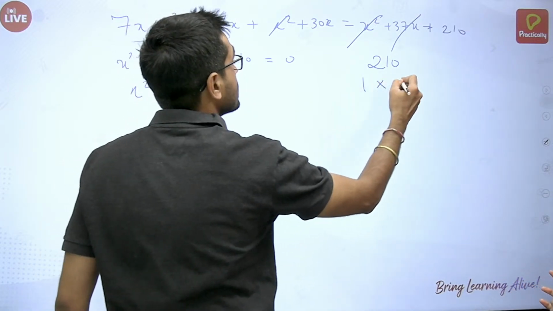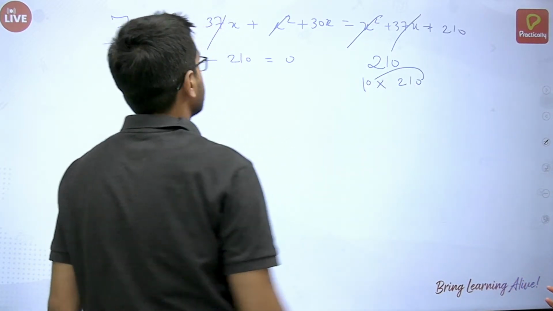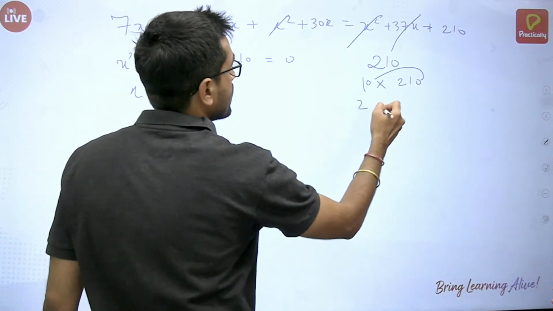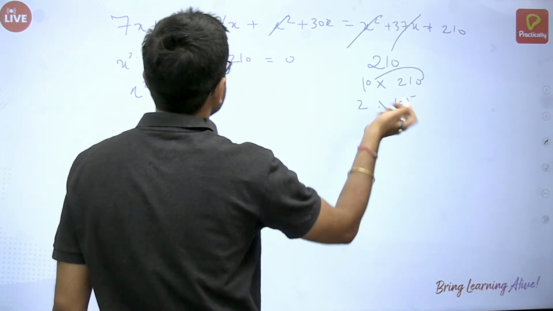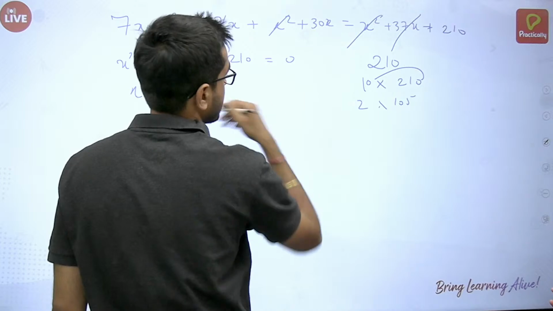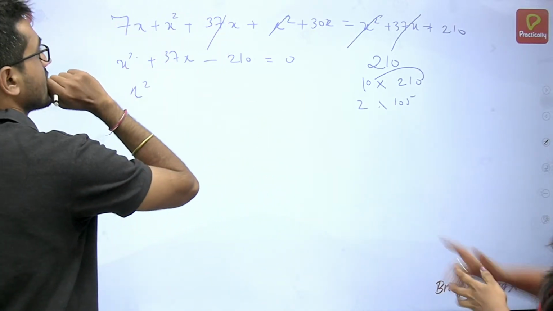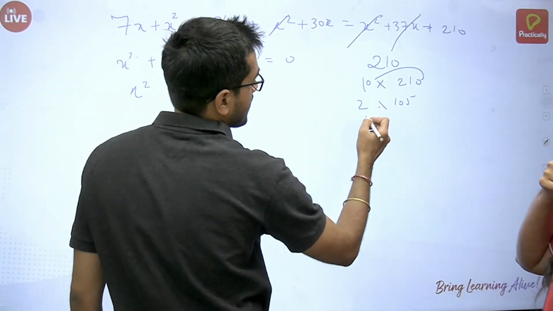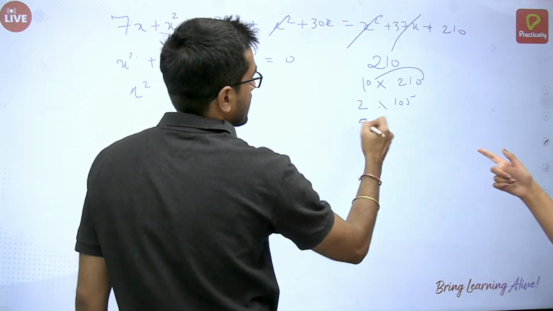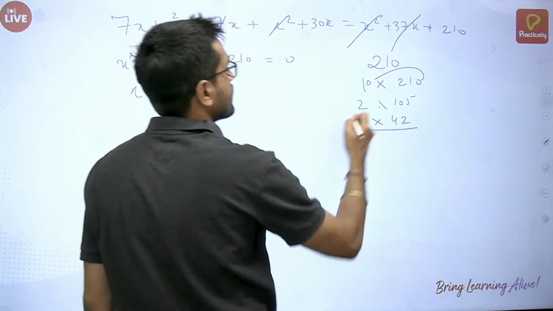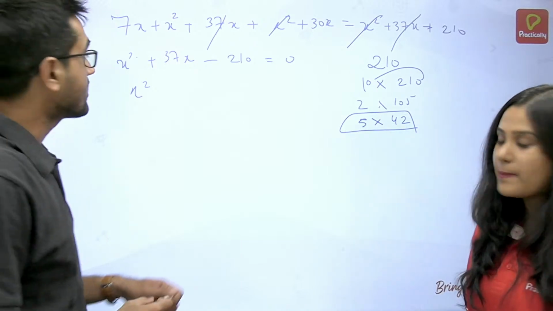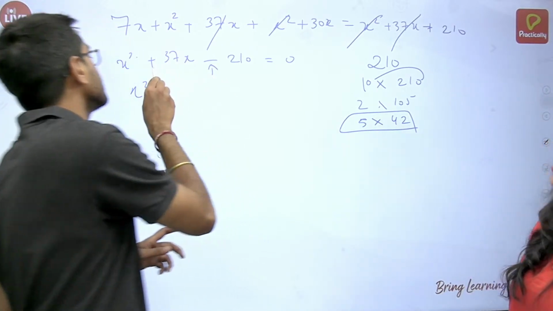So 1 into 210, that doesn't happen. 2 into 105 never happens. 3 into 70 will not happen. It should have been negative, right? 5 into 4 will not happen, no? 4 5s are 20, no. 5 into 42. 5 into 40. 5 into 42. Okay. The reason being this is a minus and this is not a minus.